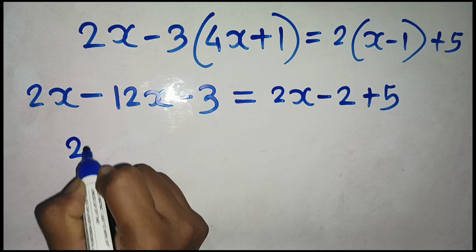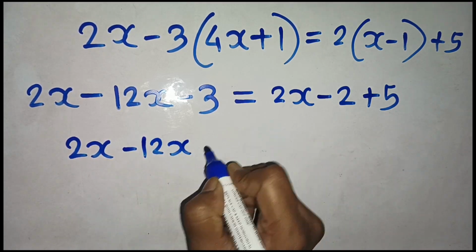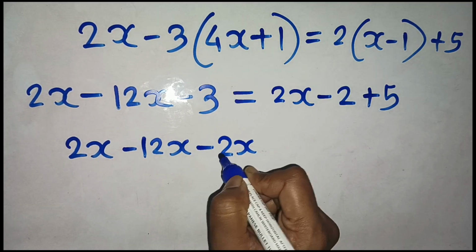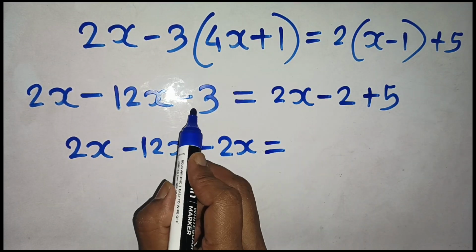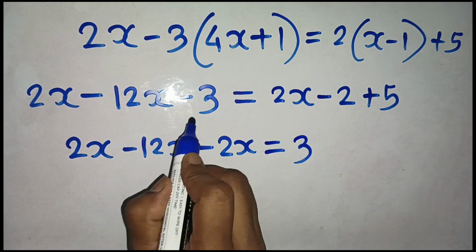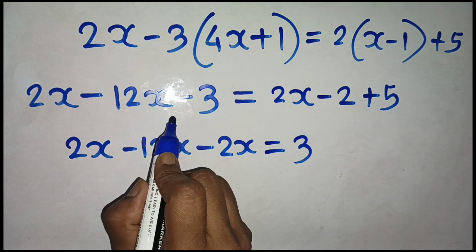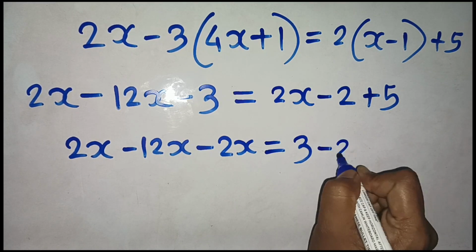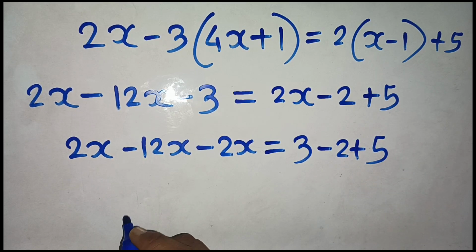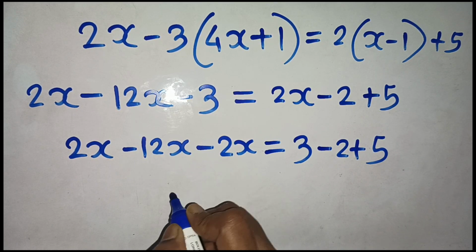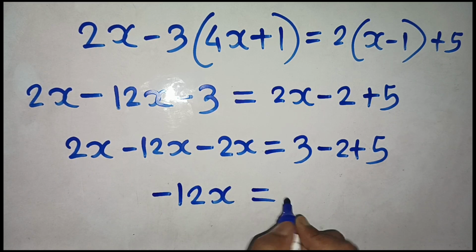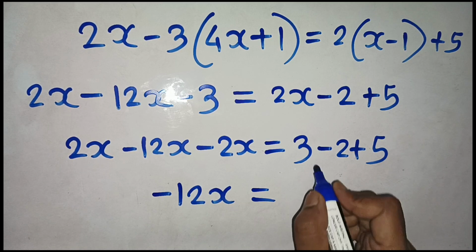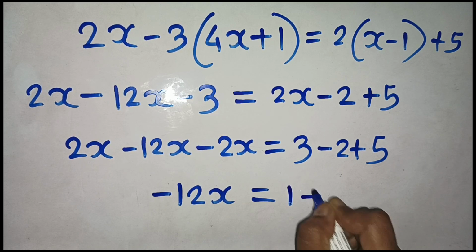So 2x minus 12x, minus 2x. Plus 2x is shifted to left hand side, so plus is converted to minus. Now minus 3 is shifted to right hand side. In the previous step it is on left hand side, so minus 3 is transposed to right hand side, so it is plus 3. Minus 2 plus 5 will remain as it is. 2x minus 2x cancelled. Minus 12x plus 2x minus 2x is 0 actually. So minus 12x is equal to 3 minus 2 is 1, plus 5.